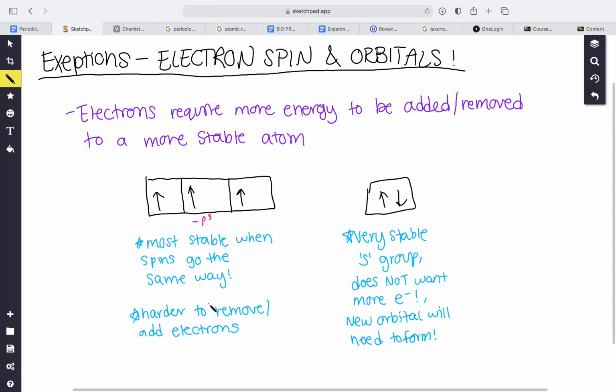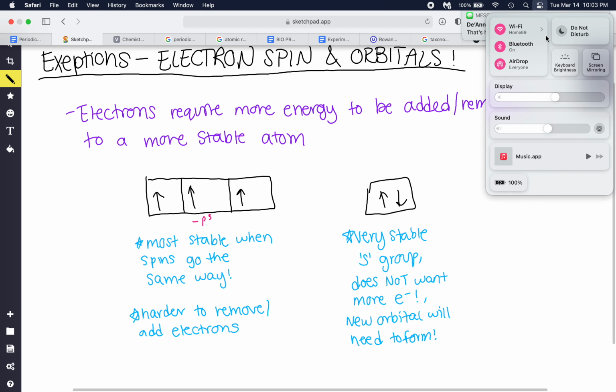So electrons require more energy. Just as an FYI, this is going to go along with both electron affinity and ionization energy, so keep this in mind as we go through all of these. Electrons require more energy to be added or removed to a more stable atom. So the more stable an atom is, the more energy it requires to remove those electrons, right? Because they're happy. They don't want any more electrons. They don't want their electrons to be removed. So they're like, no, don't give me more electrons. And if you're going to give me more electrons, I'm going to release a ton of energy, absorb a ton of energy, etc.